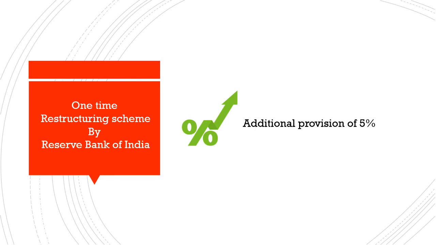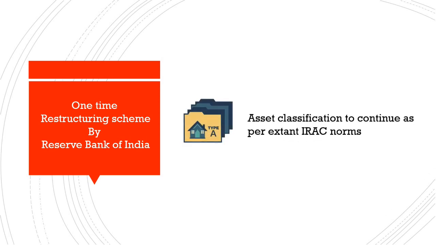This will attract a provision of 5% in addition to the provision already made. However, this can be reversed subject to satisfactory performance of the account during the specified period. If anyone wants to know what is satisfactory performance and specified period, they can refer to the description of this video. Post restructuring, the asset classification continues as per extant IRAC norms. I will cover IRAC norms in some other presentation.